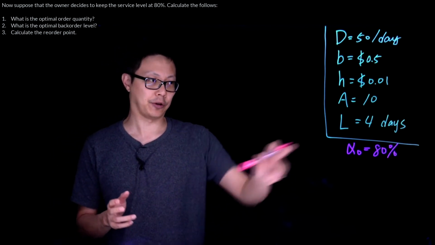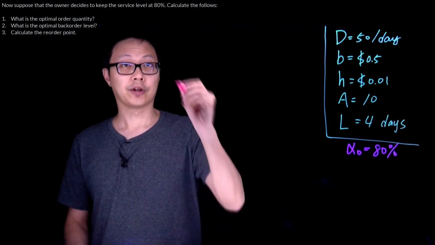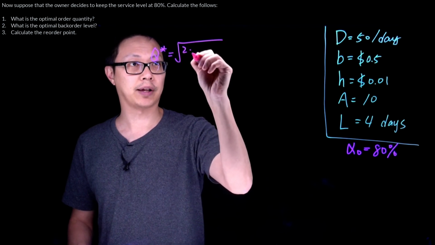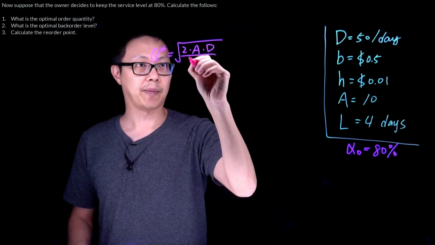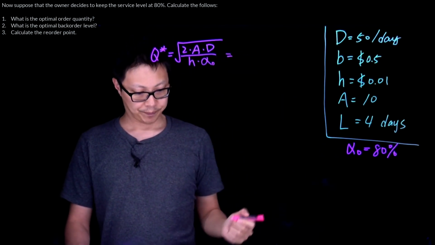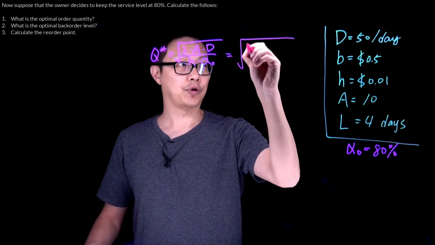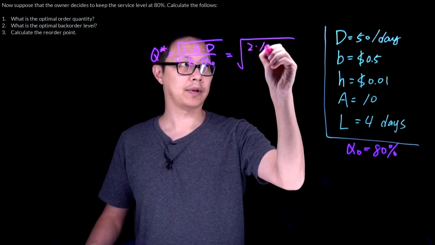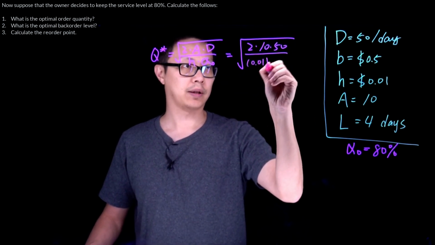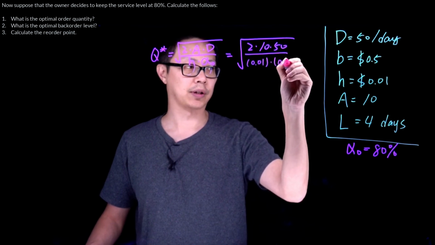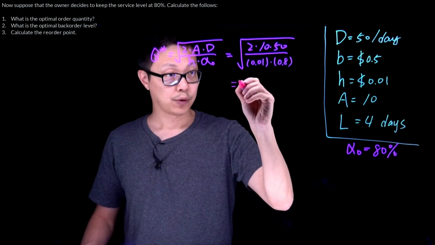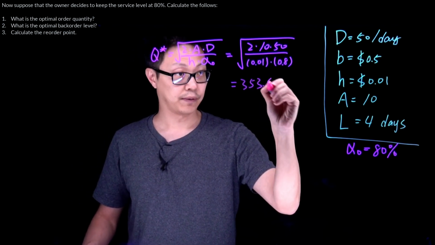Then you can apply all the formulation we had for the previous setup. Instead of using alpha, you replace alpha by alpha 0. So the first thing, order quantity will be square root of 2 times A times D divided by H times alpha 0. Okay, so I have 2 times 10 times 50 divided by 0.01 multiplied by 0.8. And the answer would be 353.55.